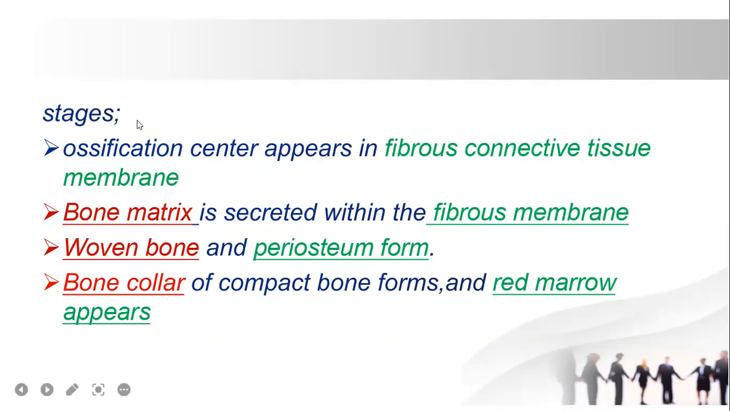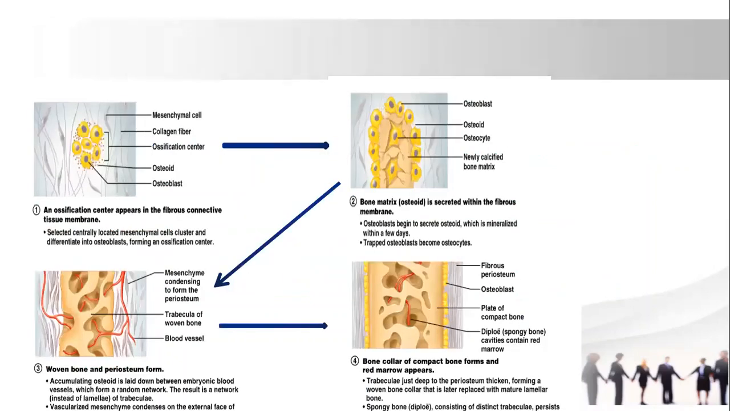So just check them on these diagrams, these pictures. The first one here, we have the mesenchymal cell, the collagen fiber, then the ossification center, the osteoid, and the osteoblast right here. So an ossification center appears in the fibrous connective tissue membrane, selected centrally, whereby the mesenchymal cells cluster and differentiate into osteoblasts, forming an ossification center.